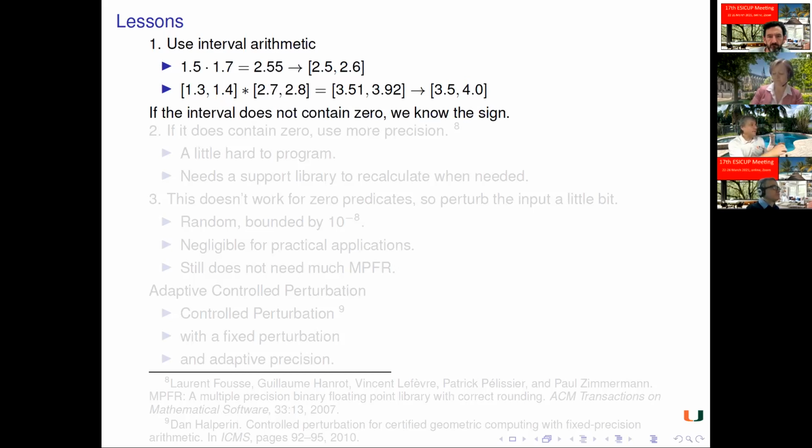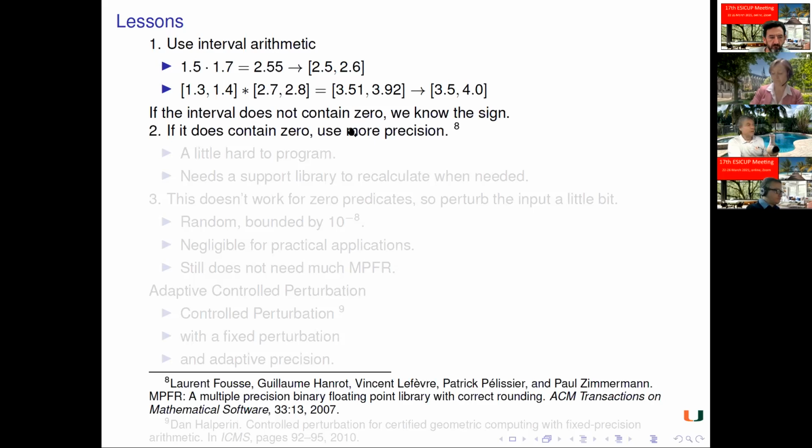Now, what if the interval contains 0? Well, one thing you can do is use more precision. Here I was only using 2 digits. Of course, with double precision you get 16 digits, but sometimes that's not even enough. So you can use software floating point, a lovely package, MPFR. Doing that is a little hard to program, and it needs a support library to recalculate. You don't want to recalculate everything. You just want to recalculate the things you need in order to do that predicate. But that's the basic idea.